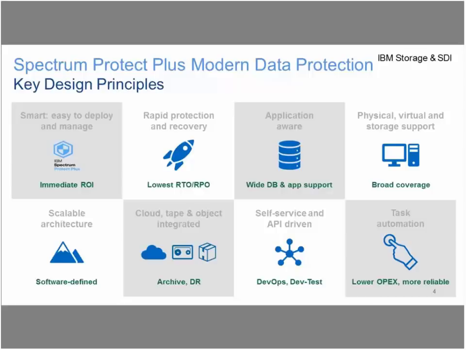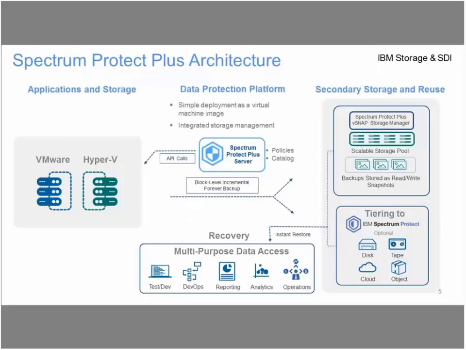Reducing that manual overhead. So what does the architecture look like? The architecture is pretty straightforward. Right on the left-hand side here, you've got your virtual environment. You have both VMware and Hyper-V environments that are supported by Spectrum Protect PLUS. In the center there, you see the Spectrum Protect PLUS platform, right? This is the Spectrum Protect PLUS server, which has the policies and the catalog and the interface, essentially, that you're going to use to interact from a protection and recovery perspective with your virtual environment.